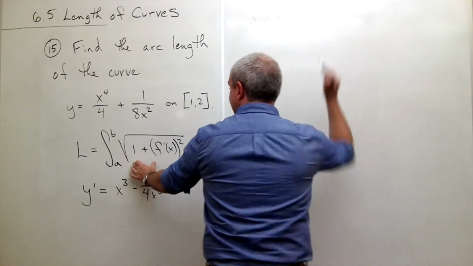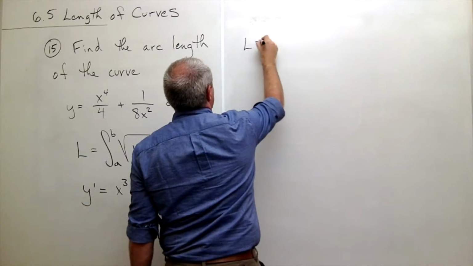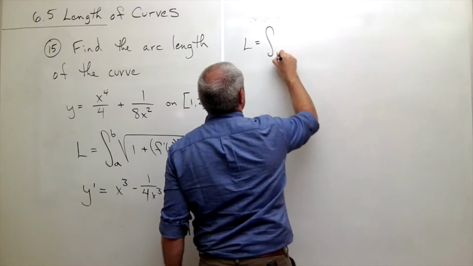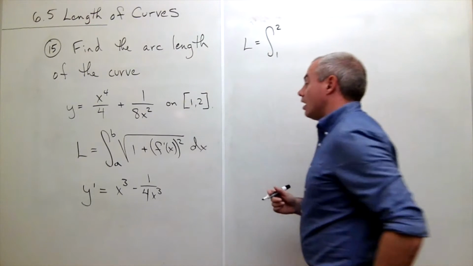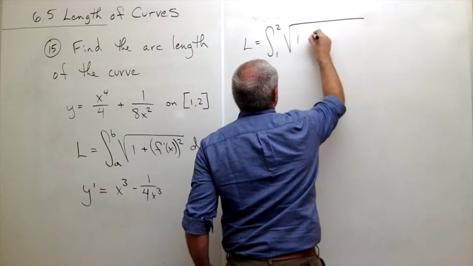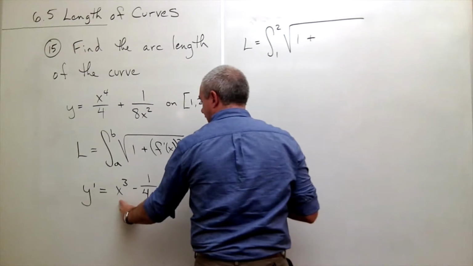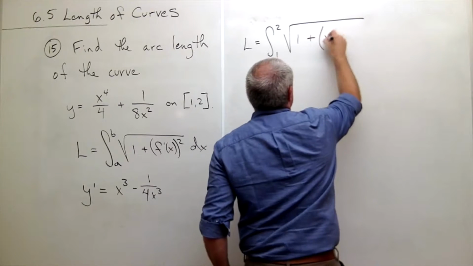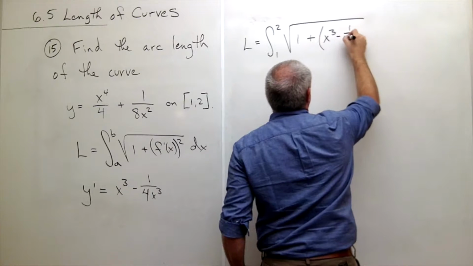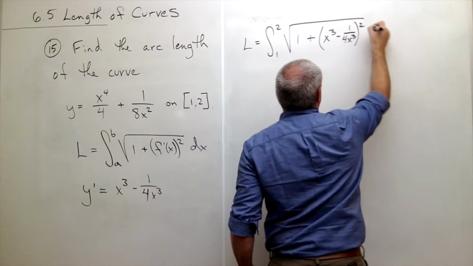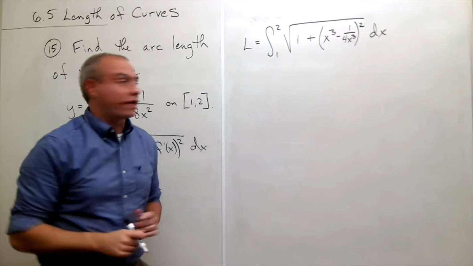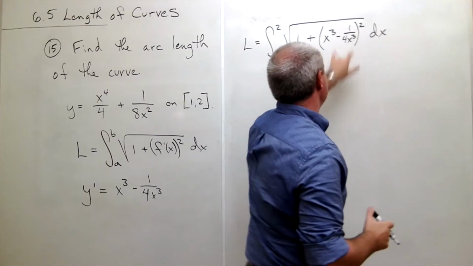So here's our formula. And so our length, in this case, is going to be the integral from a to b. In this case, our a is 1, our b is 2. So from 1 to 2 of the square root of 1 plus the derivative, which I have sitting right here, which is x cubed minus 1 over 4x cubed quantity squared dx. So we have a little bit of work to do here. First of all, let's square this out.